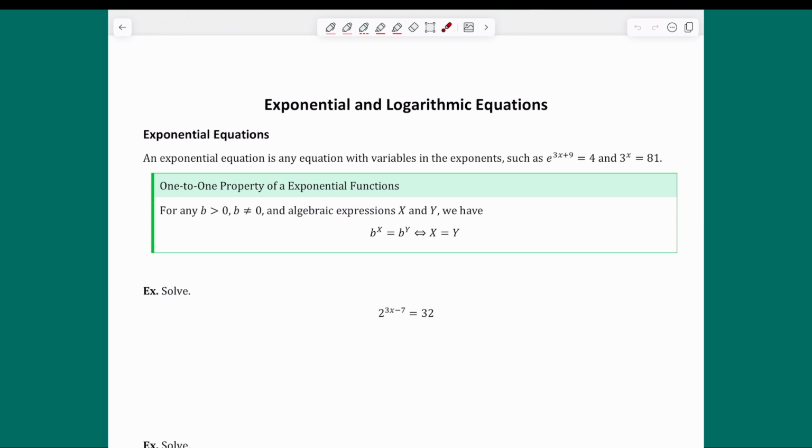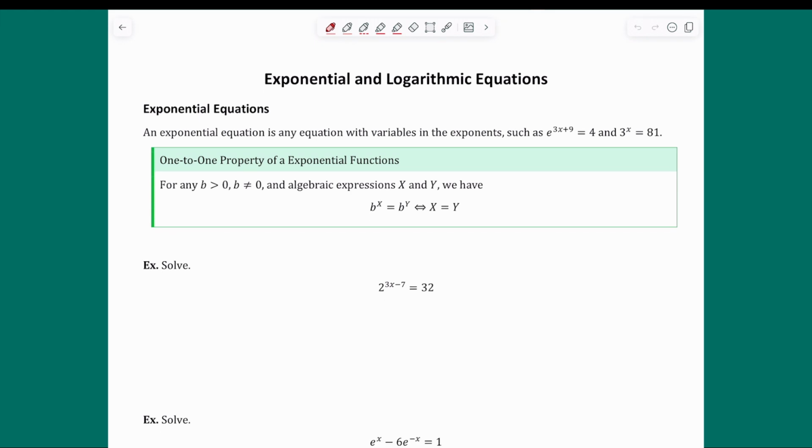Okay, so here's our first equation, and we're going to take advantage of that property. We're going to solve the equation 2 to the 3x minus 7 equal to 32. And so we're going to use the property going this way. The reason we can do that is because 32 can be written as 2 to the power of 5. So 2 to the power of 5 is equal to 32.